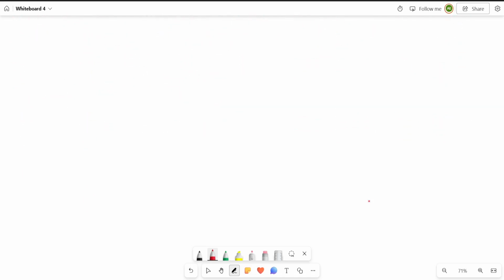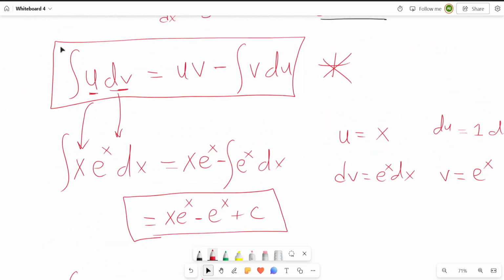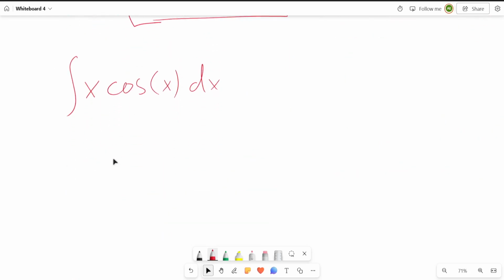So let's take another example. Let's say we have a question telling us to integrate x cosine x dx, okay? And let me always copy this over here just to rewrite it, okay, let me rewrite it.